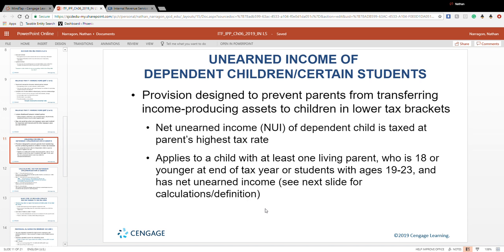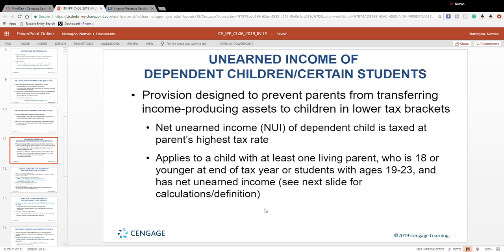The first one that we're going to get into is a special tax known as the kiddie tax. So you're going to hear this every now and then, and this is basically any unearned income of dependent children and students. I like how they do that.